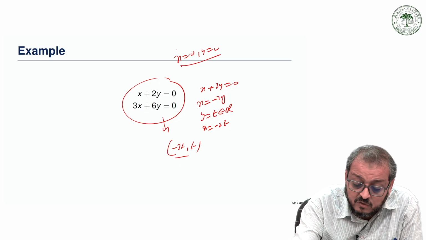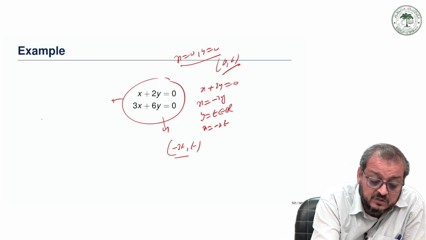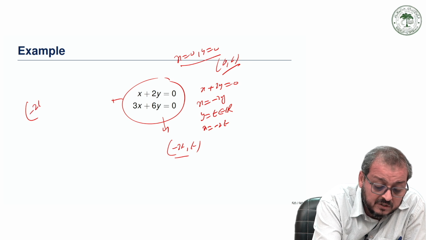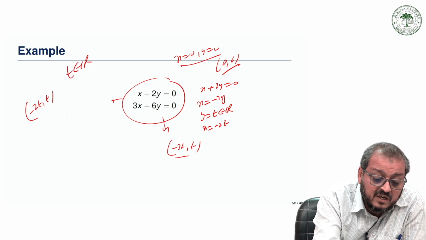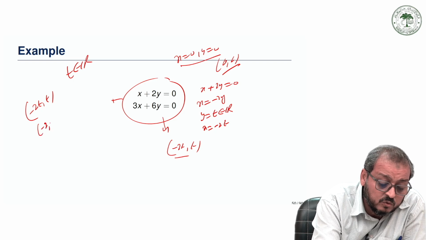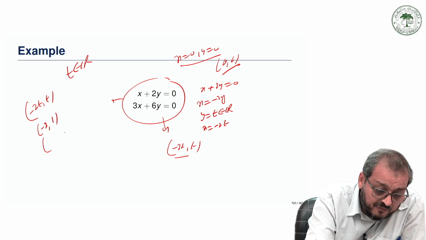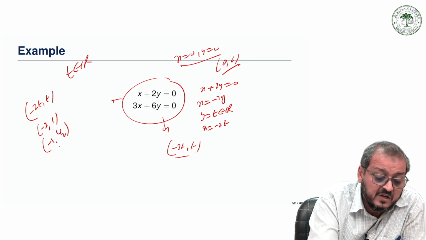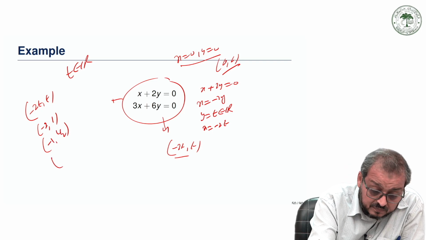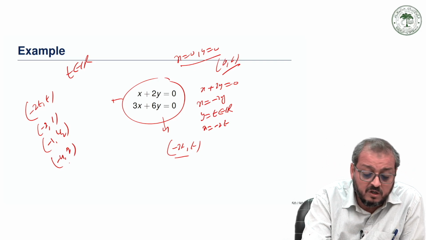Why? Because the trivial solution is already there. This is the trivial solution: (0, 0). Another solution of this system depends on (minus 2t, t), where t is any real number. If we take t equal to 1, then (minus 2, 1) is a solution. If we take t equal to half, then (minus 1, 1/2) is a solution. If we take t equal to 2, then (minus 4, 2) is a solution. So all these solutions exist.